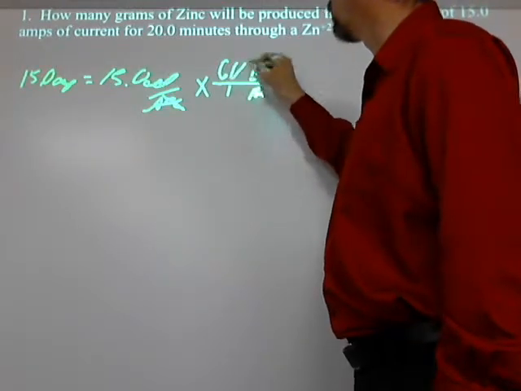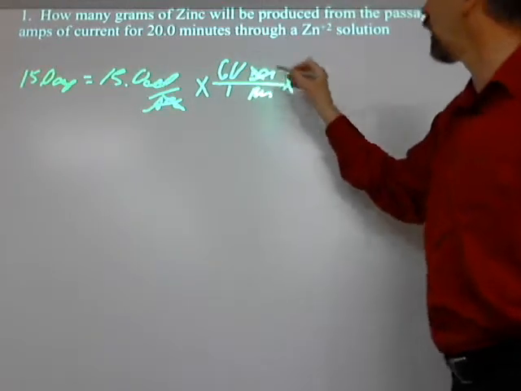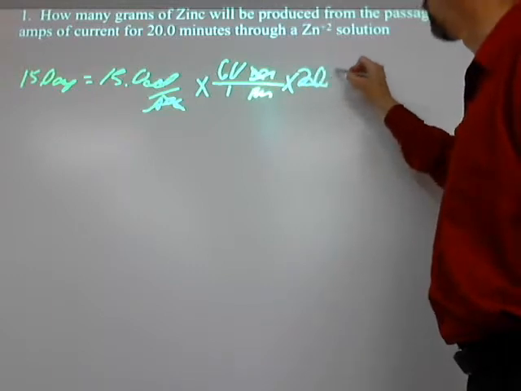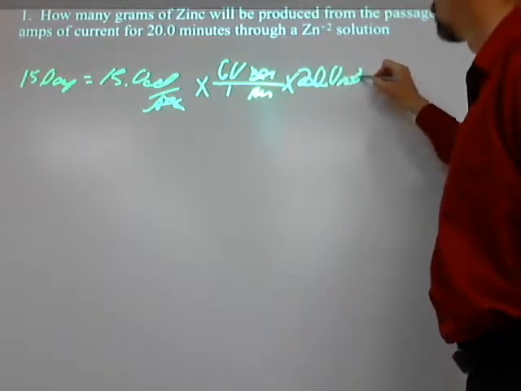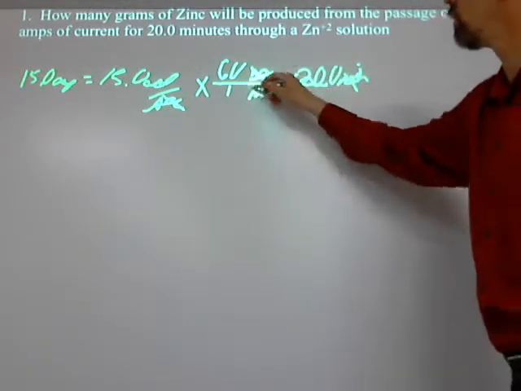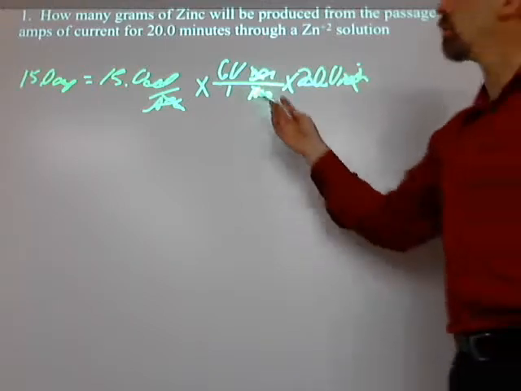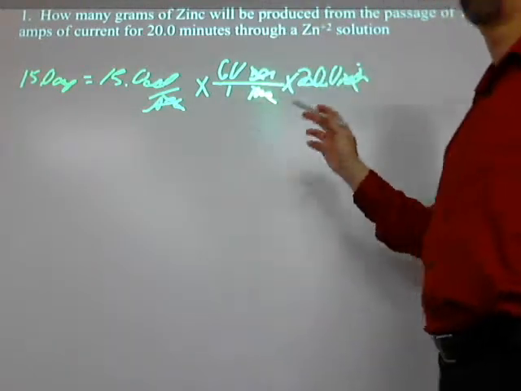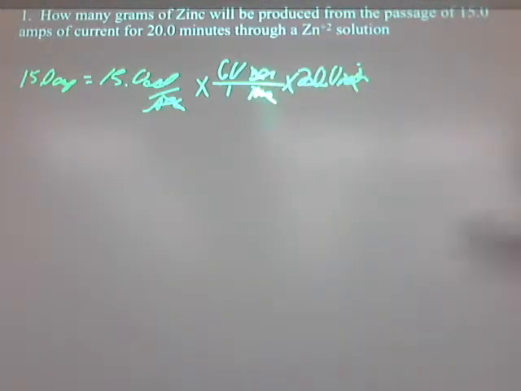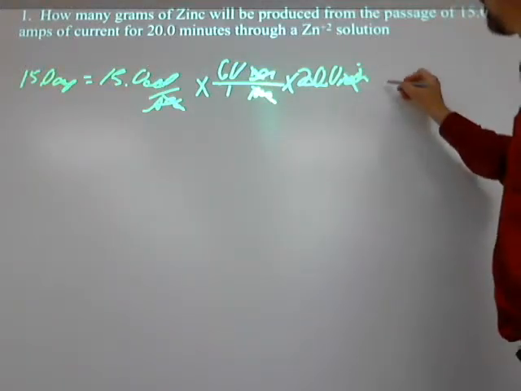1 minute contains 60 seconds. They cancel. How many minutes do I have? I don't need a line here. Just 20.0 minutes. Minutes cancel. I've now taken care of all the time parts of it. I'm now in coulombs, which is nice because I want to eventually get to grams. Coulombs is a physics or electricity term. I want to get to a chemistry term. I've got to get there.